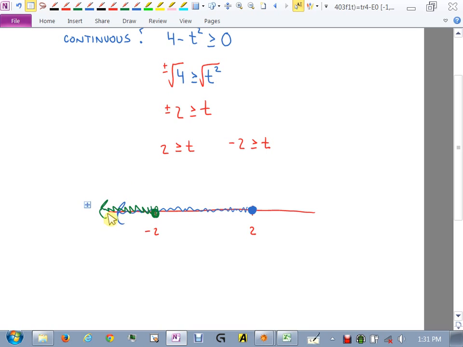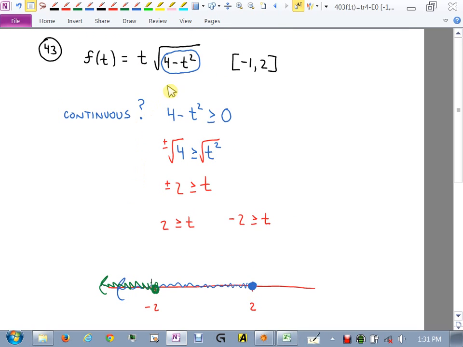Let's just try a number over here. How about negative 3? It looks like from this that negative 3 should work, right? Because it satisfies both of these. Plug negative 3 in right here. Negative 3 squared is 9. 4 minus 9 is negative 5. And the square root of negative 5 is imaginary, and that's a big problem.